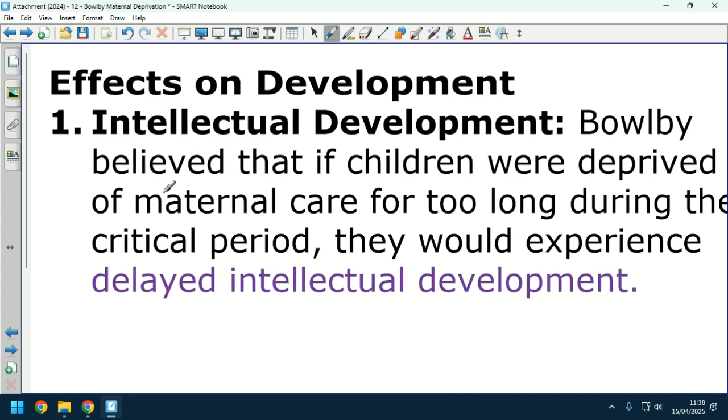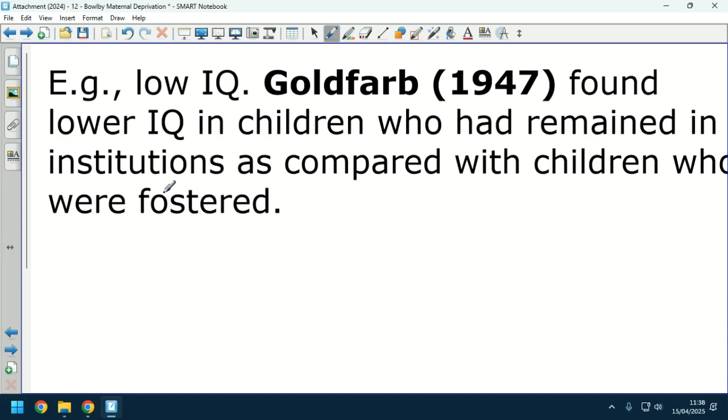Now, just to make it a little bit clearer in terms of Bowlby's maternal deprivation hypothesis, I've highlighted the effects on development. So the first one is intellectual development. Bowlby believed that children who are deprived are going to have delayed intellectual development, and this is important. He took a lot of this from Goldfarb, who, prior to this, in his 1944 study, looked at children who were fostered and found that they had lower IQs.